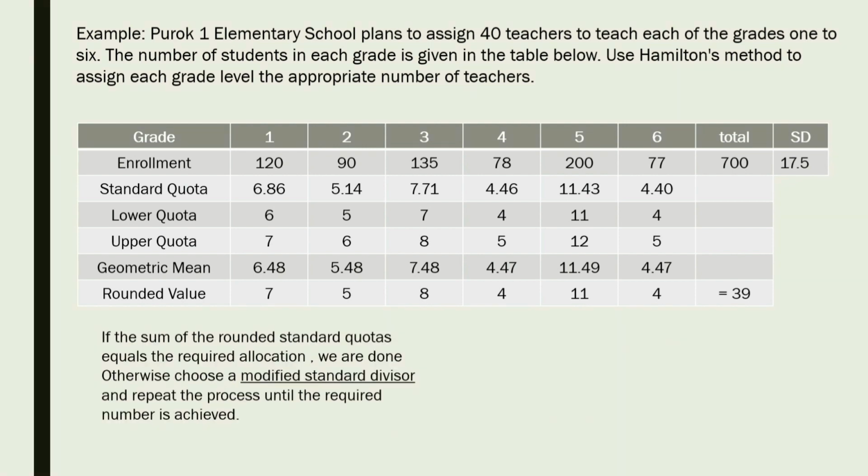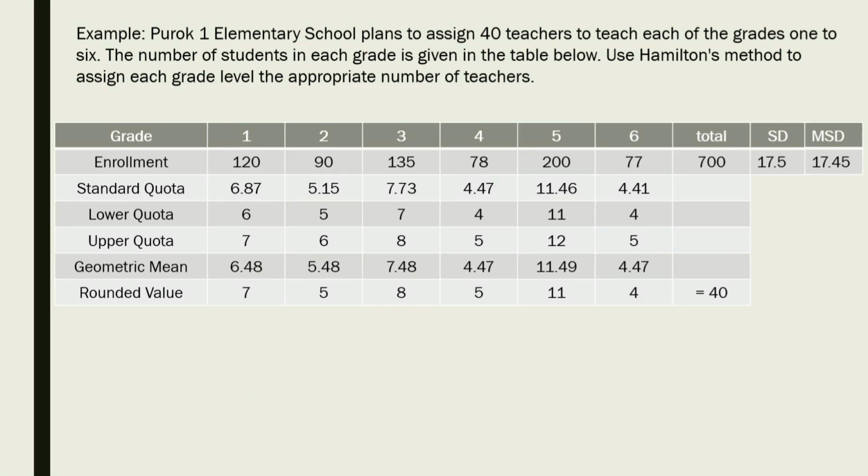In this case, if the sum of the rounded standard quotas equals the required allocation, we are done. Otherwise, choose a modified standard divisor and repeat the process until the required number is achieved. The possible MSD, or modified standard divisor, is 17.45. Repeat the process from getting the standard quota to the rounded value until the required number is achieved. So now we get the same allocation.